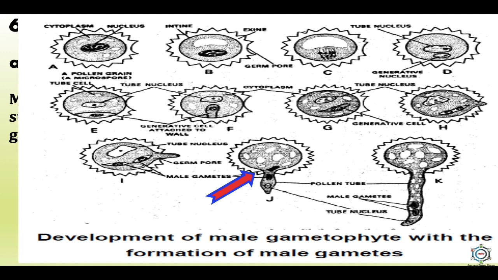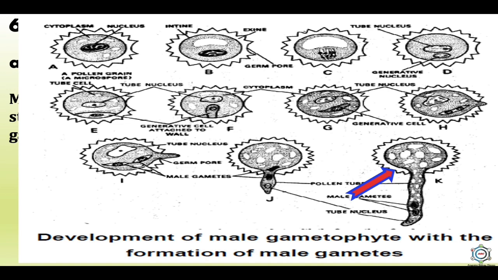Now, the generative cell also migrates into the pollen tube, and the generative cell divides to form two male gametes. Each male gamete consists of a nucleus surrounded by a thin sheath of cytoplasm. So, this is the complete development of the male gametophyte with the formation of male gametes.